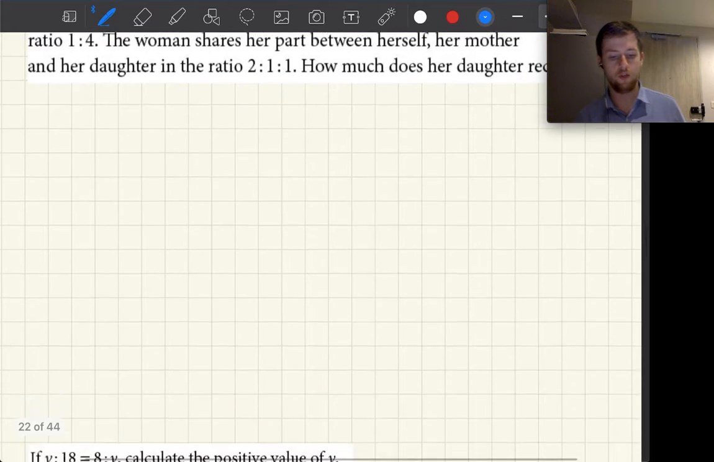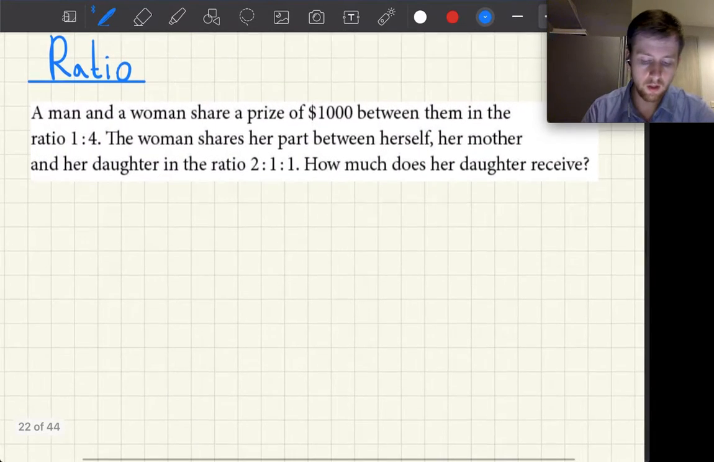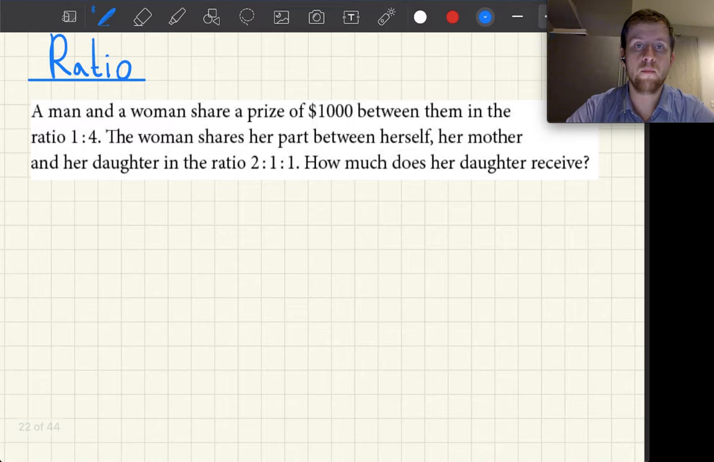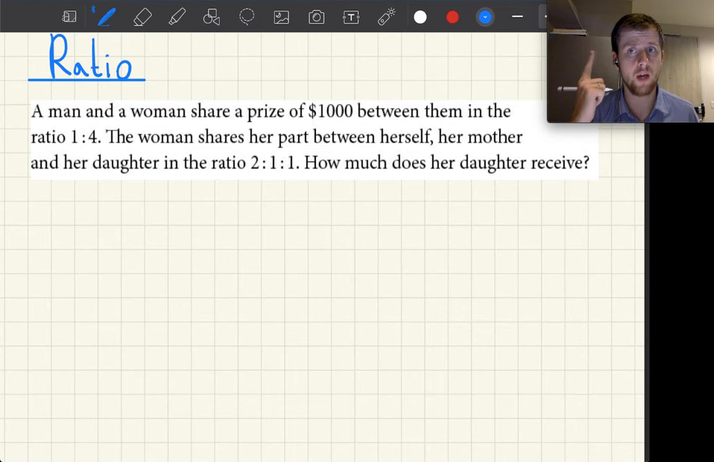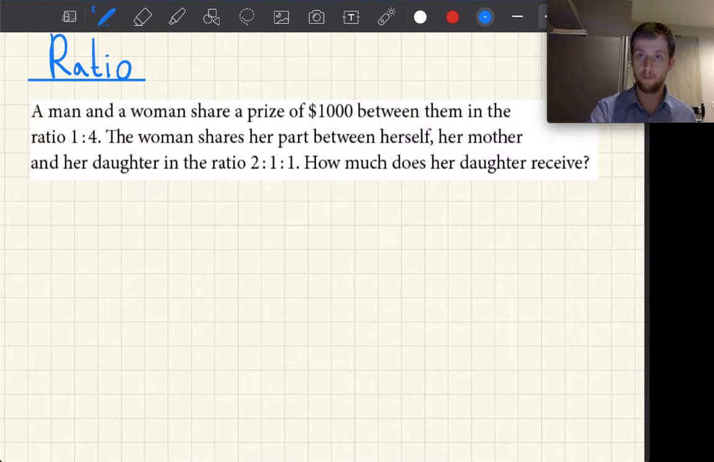So I prepared two questions on the ratio. The first one: a man and a woman share a prize of $1,000 between them in the ratio 1:4. The woman shares her part between herself, her mother, and her daughter in the ratio 2:1. How much does her daughter receive? Okay, so this is a two-step question. First, we have to figure out how much money exactly the woman got. When we know how much money she got, we can figure out how much she gave to her daughter. So let's start with it.